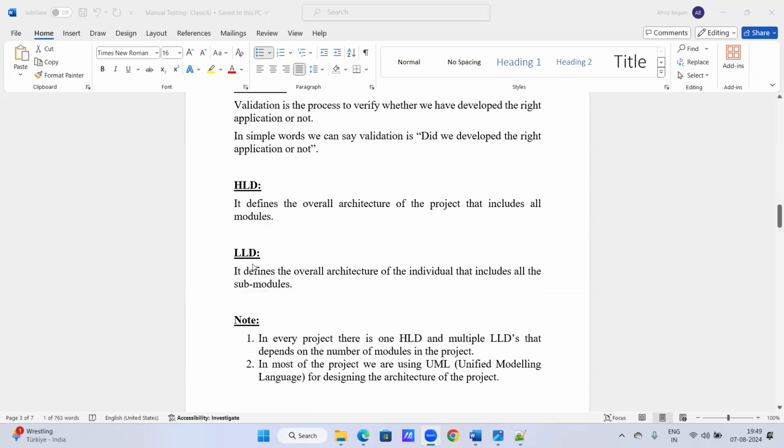Already we know what HLD and LLD are. HLD means the overall architecture of the project that includes all modules. For example, Gmail. If you take Gmail, we have compose, inbox, sent items, draft box, archive box, trash box, everything, right? So the modules are integrated and create one main module, which is called the Gmail application. That comes under HLD. One module we can consider as LLD, the low level design document.